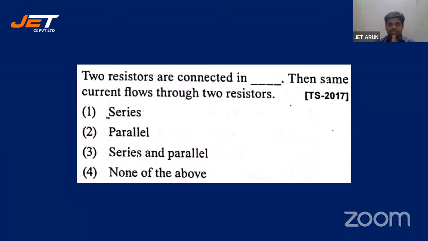If you connect in parallel, the potential difference remains the same between the two terminals. If I've got two elements in parallel, the potential difference remains the same between the two terminals of both the elements. If you connect in series, the current through one is the same as the current through the other. Series is absolutely right, students. One is absolutely right.